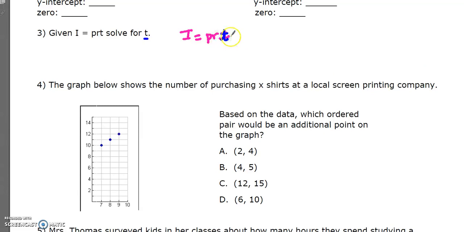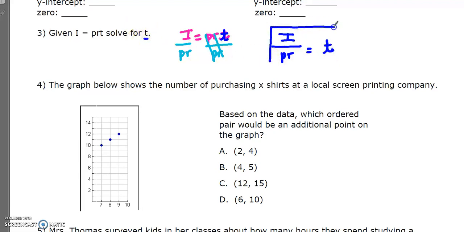So like I said, this is multiplication. The opposite of multiplying is to divide. So if I just divide by the p and the r on both sides, it will cancel over here on the right-hand side. And that means I am left with I over PR, and that is going to equal my T, which is what we were solving for. So here would be my answer for number 3.